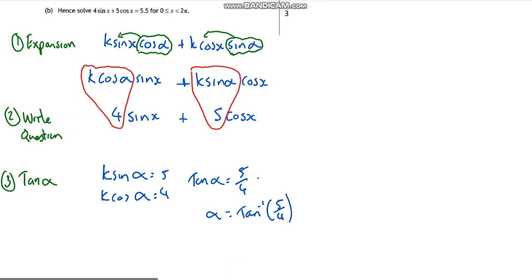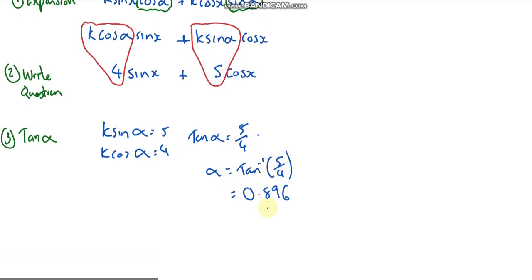and don't forget this question's in radians because we've got our limits in radians. So just set your calculator, shift mode radians, get it into radians. So it's the exact same as degrees, but your calculator will do this for you. 0.896. So I know what alpha is, fantastic. And you want to put that in here as a positive. You never put that as a negative, always a positive, okay? So that's us worked out tan.